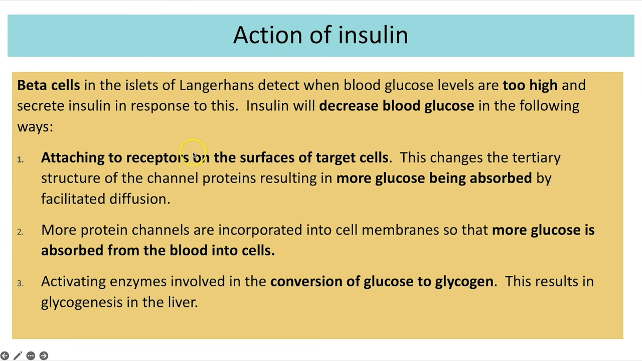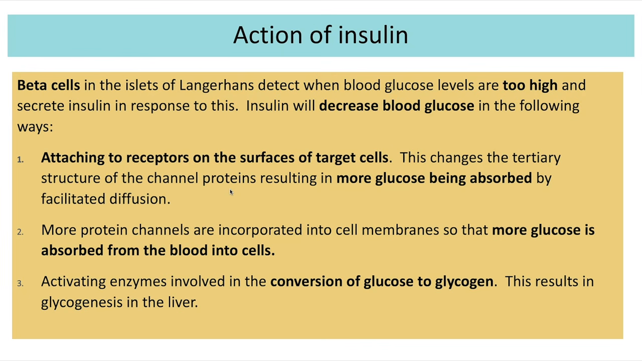When that insulin binds to the receptors, it changes the tertiary structure of glucose channel proteins, and that results in them being wider, so more glucose can be transported from the blood into the cells by facilitated diffusion. Not only that, when the insulin binds, it results in more protein channels being embedded within the cell surface membrane. So again, more glucose is going to be absorbed from the blood into the liver cells.